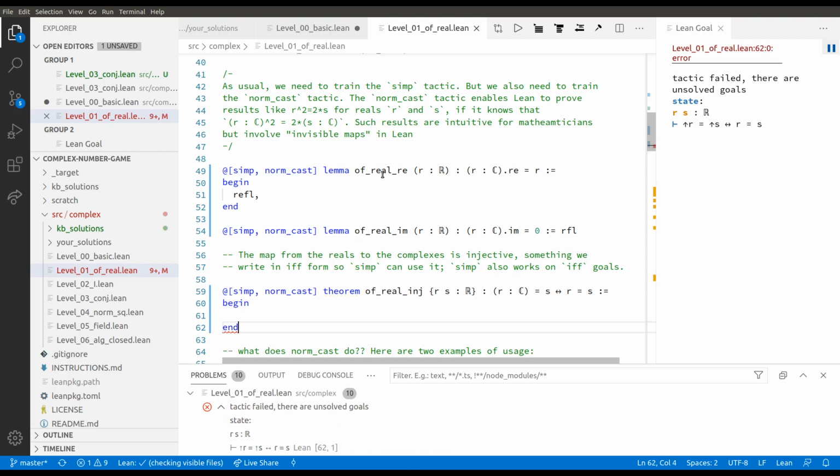I'm tagging these lemmas with simp because we want to get the simplifier to prove things about this map for us. But I'm also tagging them with something else. I'm tagging them with normcast. So what does the normcast tactic do?